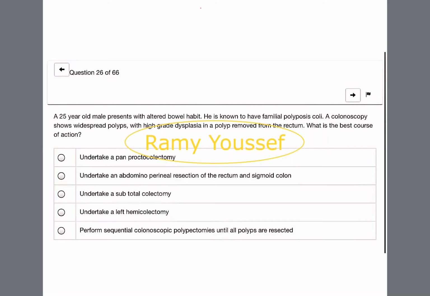You will schedule the patient for serial colonoscopy surveillance. At the age of 25, offer the patient a complete proctocolectomy, especially if you find in your serial lower endoscopy in the last few years an increasing number of polyps, so go directly for panproctocolectomy. So this patient is 25 years old, with altered bowel habits, a history of familial polyposis coli, and a colonoscopy showing widespread polyps. It's a typical patient for colectomy, with high-grade dysplasia in one polyp. Removing all the polyps for histopathology is not logical.